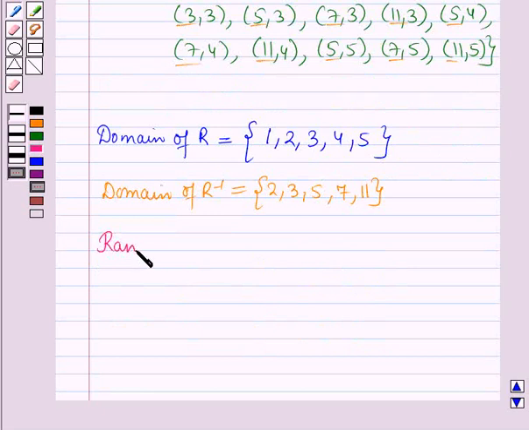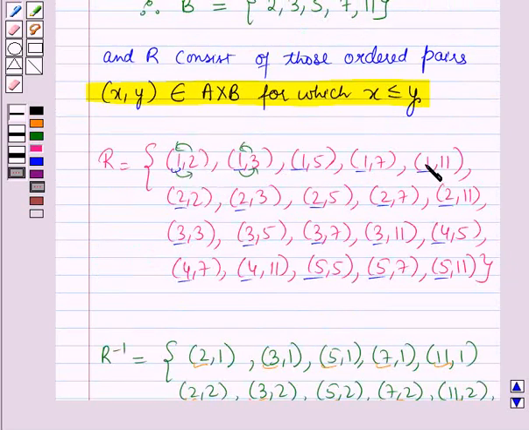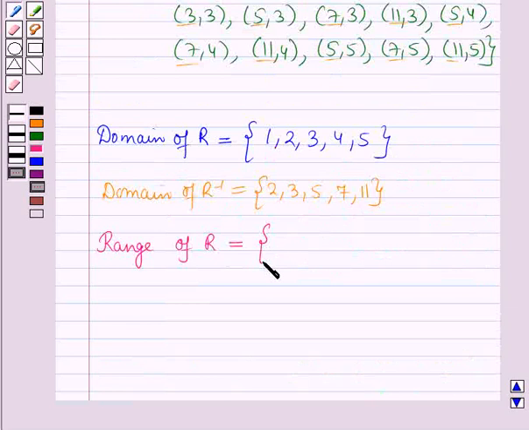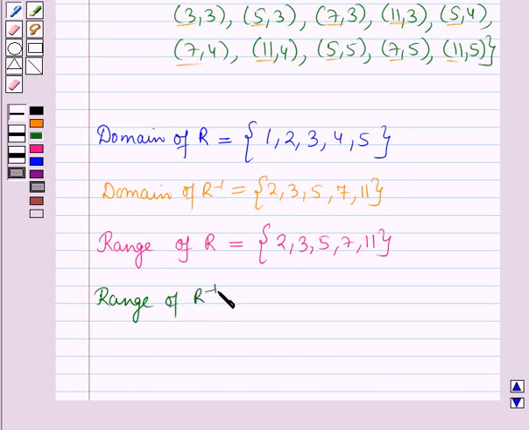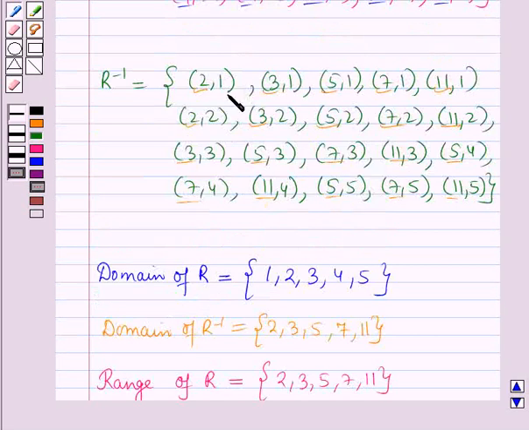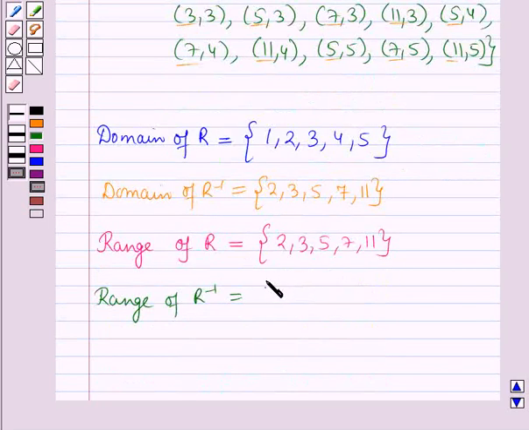Now, the range is the set of the second components of the ordered pairs. So range of R will be equal to the set of the second components in every ordered pair. So this will be equal to the set containing the elements 2, 3, 5, 7 and 11. Now the range of R inverse will be equal to the set containing the second components of these ordered pairs. So it will be equal to the set containing the elements 1, 2, 3, 4 and 5. So this is the solution of the given question, and that's all for this session. Hope you all have enjoyed the session.